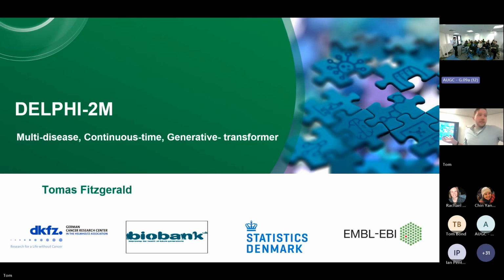results from the DELPHI model, which is this continuous time multi-disease generative transformer model, which was published in Nature in September last year, which is really good. And it's been a fantastic collaboration between us, that's myself and Bernie and Moritz Gerstner. And you have put DELPHI 2M up as the title. DELPHI 2M. Yeah.